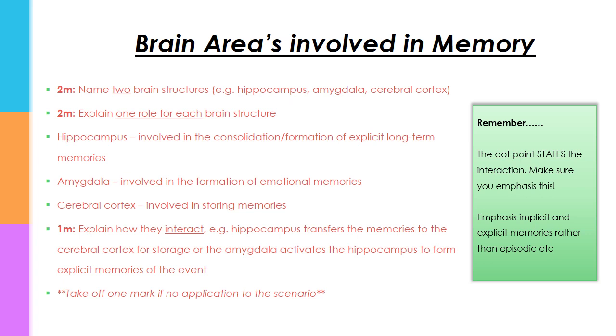So the hippocampus is involved in the consolidation or formation of the explicit long-term memory of the birthday party. Make sure you apply. The amygdala is involved in the formation of the emotional memory. Happiness, maybe, always apply. The cerebral cortex is involved in storing explicit memories. Apply. What are the explicit memories? So you need to make sure that you explain how they interact. So for example, the hippocampus transfers memories to the cerebral cortex for storage, or the amygdala activates the hippocampus to form explicit memories of the event.